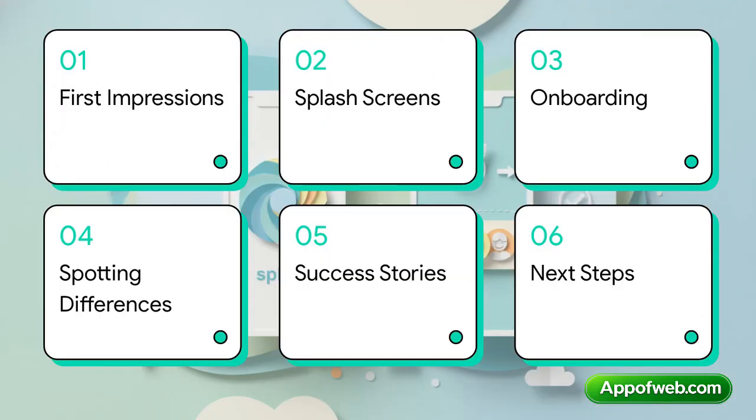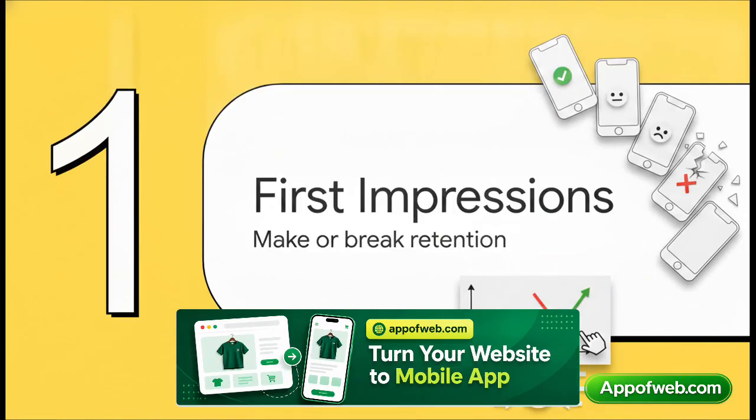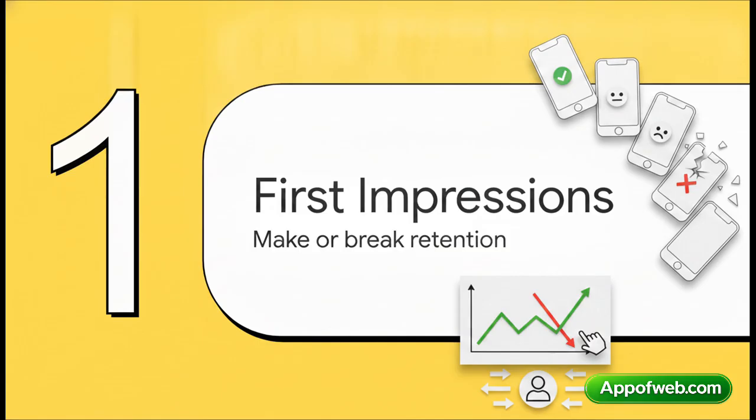So here's our playbook for today. We'll start with the first impression problem, look at the splash screen curtain call, and then the onboarding opening act. We'll spot the differences, check out some real-world success stories, and finish up with your next steps and takeaways. Kicking things off with Section 1, the first impression problem. This is all about what makes or breaks retention.